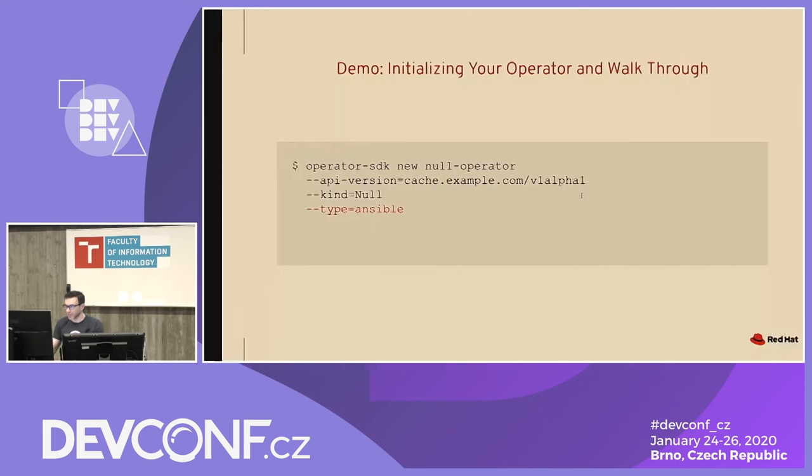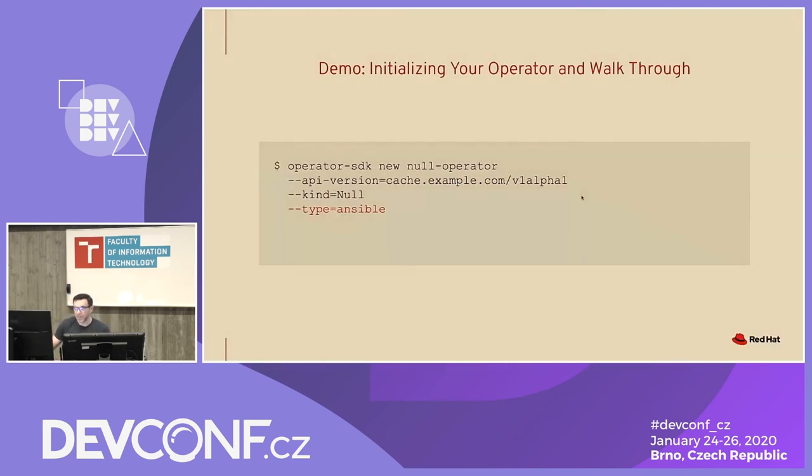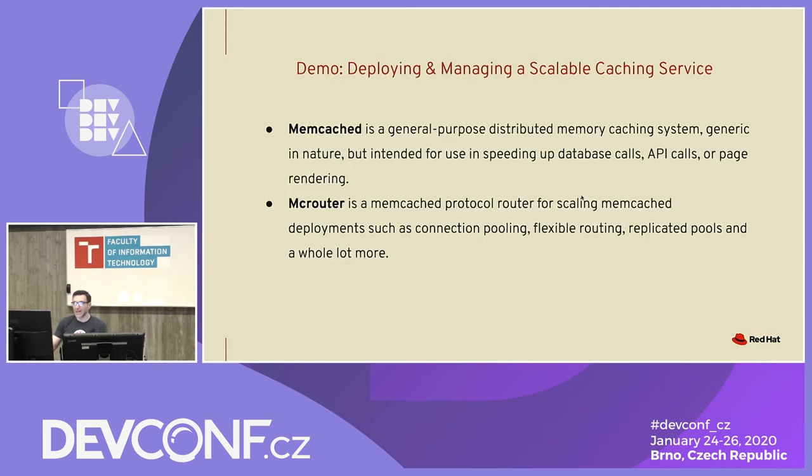Let me go back to my slides here for a second. So that's building an operator really quickly and showing you what one looks like at a very high level. This is a slide I should have showed you first. I'm going to show a demo here, deploying an operator and also showing you doing it in a multi-cluster way. There are two components to this particular app that we have, this scalable caching service. There's Memcache, which we've all heard of. I know it's been around a long time, 15, 20 years. A lot of people use it, and one that just happens to be Facebook.